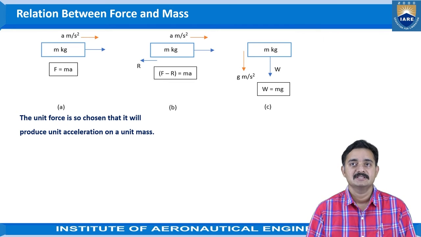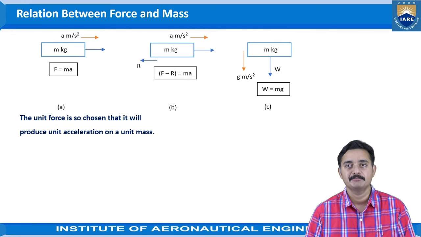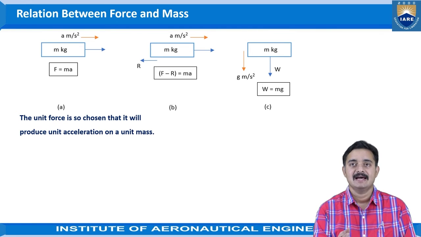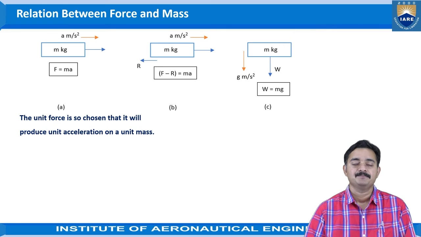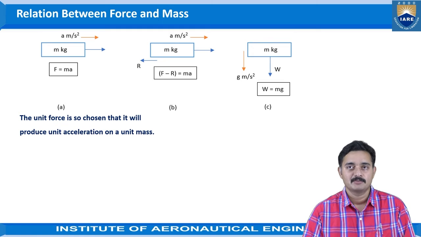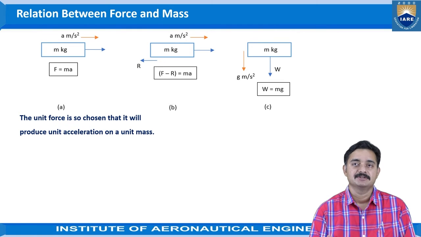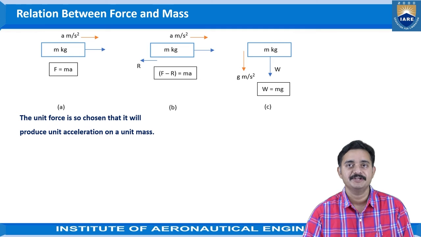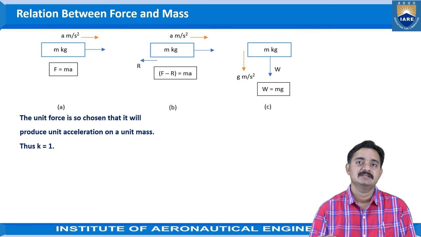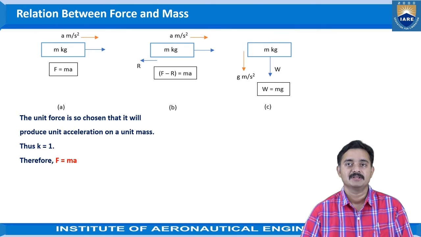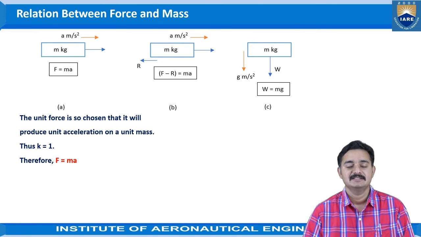The unit force is so chosen that it will produce unit acceleration on a unit mass. As we have obtained in the previous section, the equation is F is equal to K m a. We are considering that a unit force is applied such that it will produce a unit acceleration on a unit mass. So K is equal to 1. When we consider everything as unity, K is equal to 1. Therefore, F can be considered as M into A.